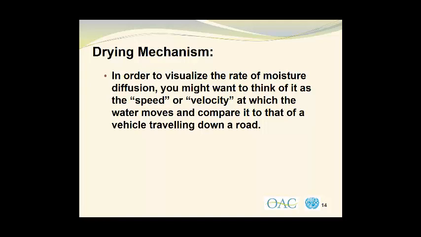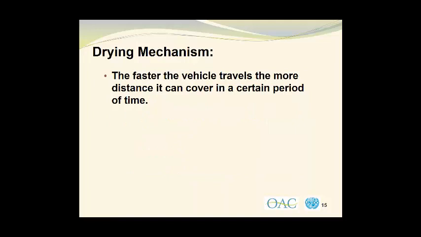In order to visualize the rate of moisture diffusion, you might want to think of it as the speed or velocity at which the water moves and compare it to that of a vehicle traveling down a road. So what we have here is the speed or the velocity dictating how fast this vehicle covers the distance that it needs to go. The faster the vehicle travels, the more distance it can cover in a certain period of time. So we can have the equation that the distance traveled is equal to the velocity times the time, and we'll let the time be 1 hour.